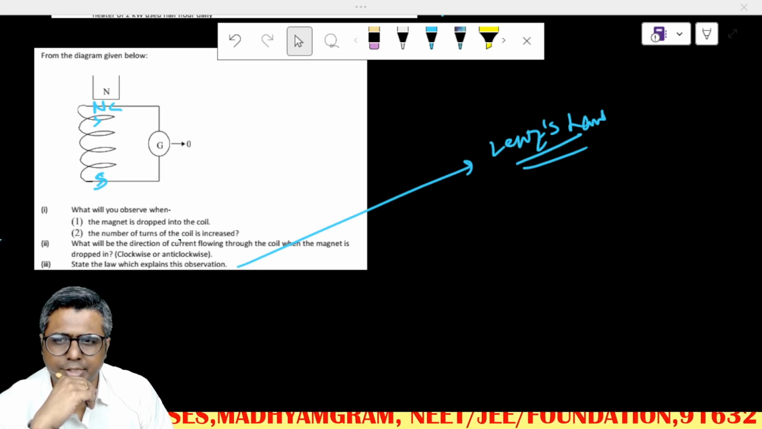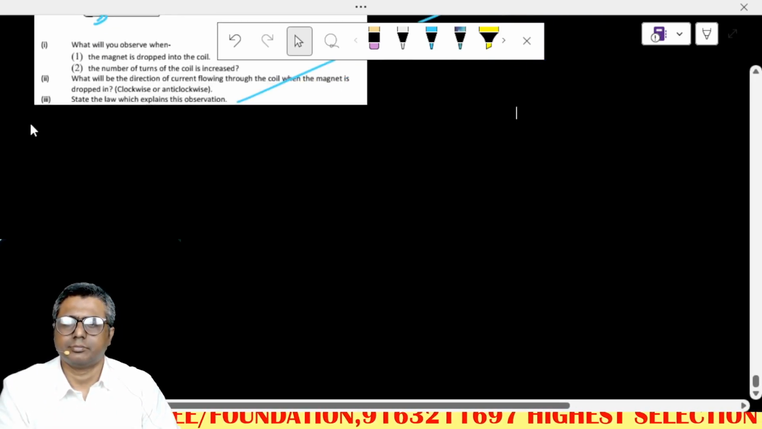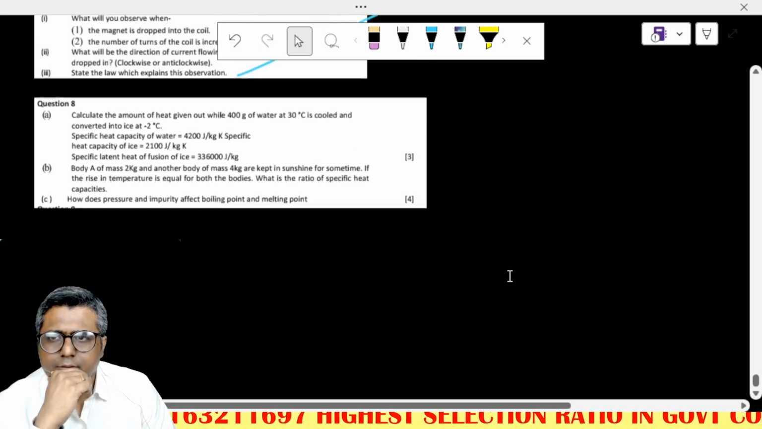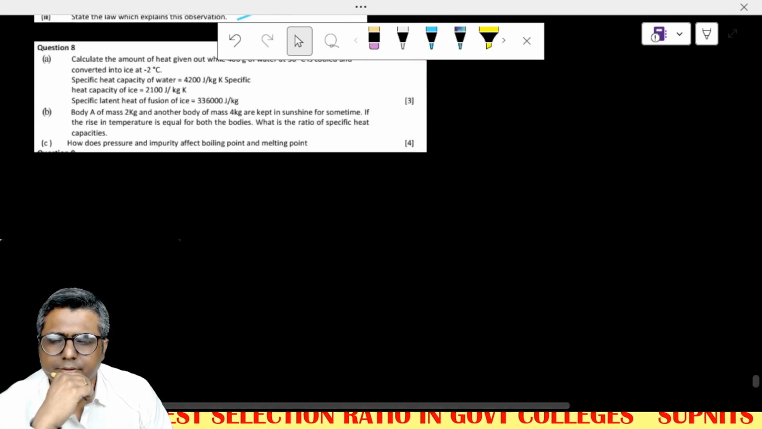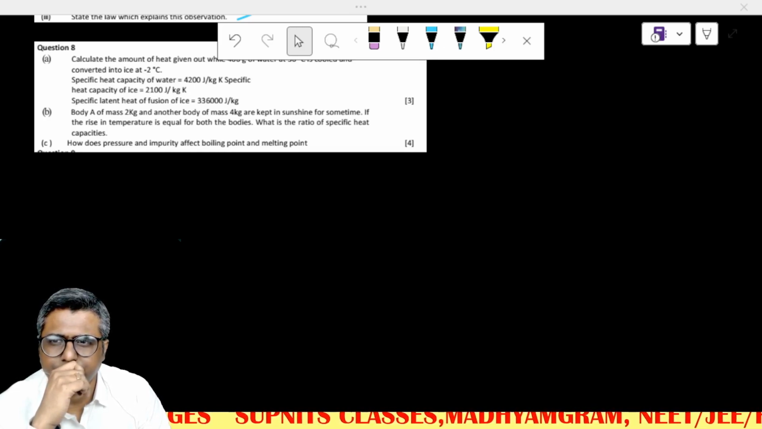Question number 8, heat and calorimetry. Heat and calorimetry questions. Okay. So this one, the first one, the answer will be 8A. The first answer will be 186480 joule.